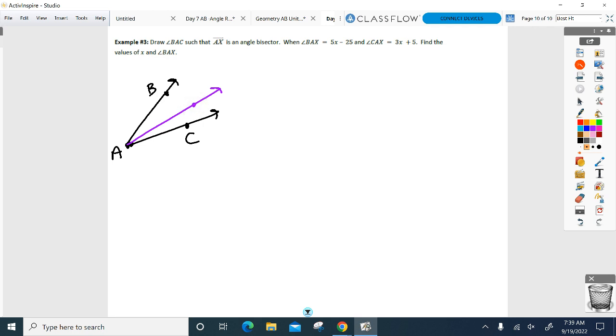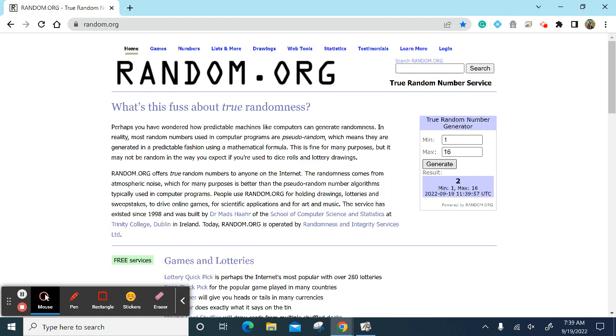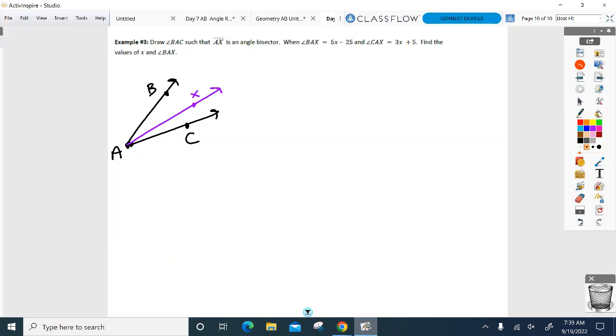X has got to be somewhere on there. It splits it into 2 congruent angles. What do I put on each angle then if they're congruent? 2 again. The hash marks are for segments. I don't know. Okay. Here we go.